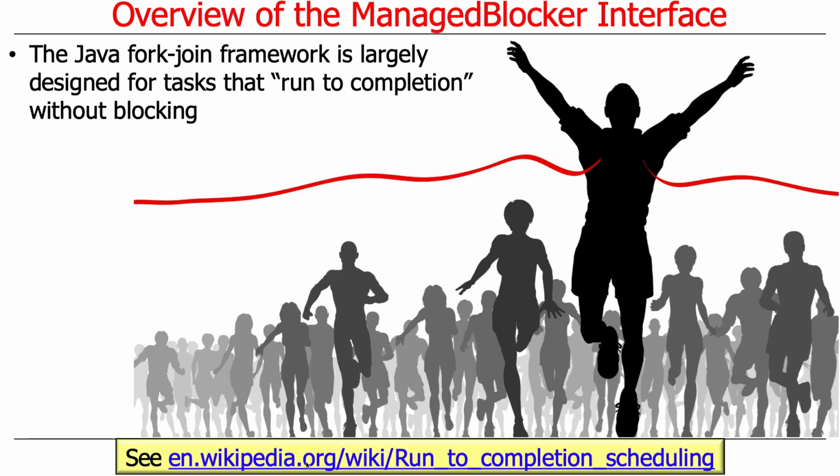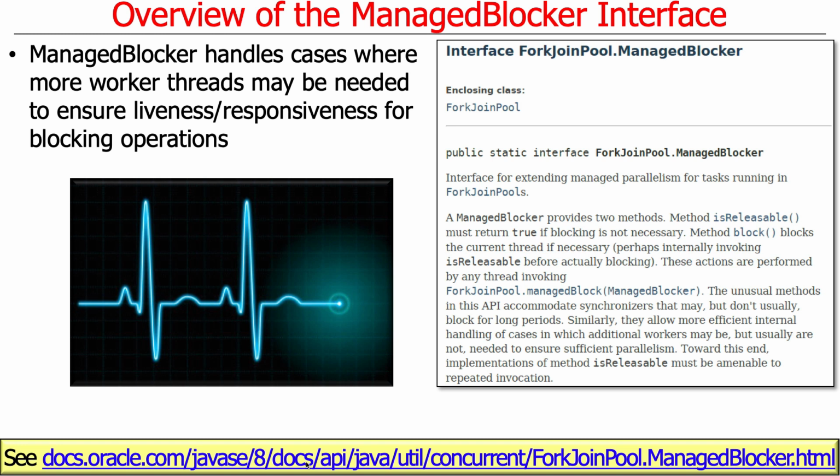So if you read the documentation on fork join pool, it says it really wants to be used for compute-bound tasks that run to completion without blocking. And it works quite well for that. Lots of examples of that. However, there are situations where you need to be able to create more threads than you start out with in order to be able to ensure liveness and responsiveness for blocking operations.